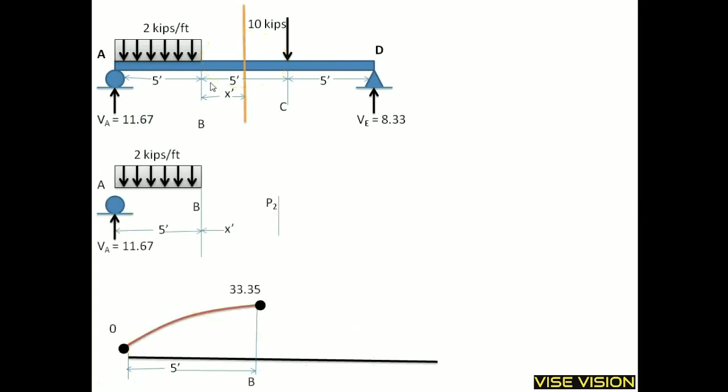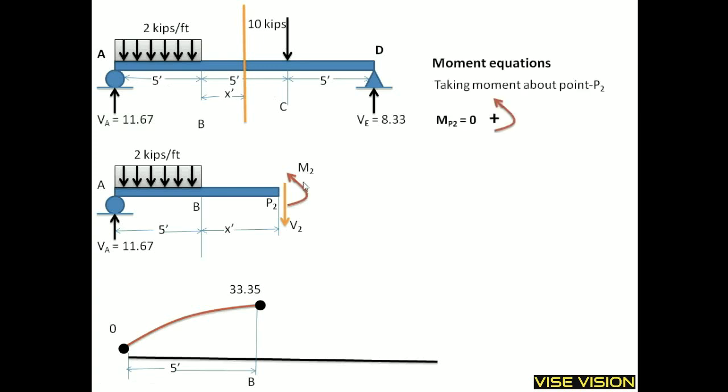Now I will write the equation for the bending moment for this region. I will cut it from here, and this is my bending moment acting over here, taken as counterclockwise, always for the first position, taking moment about point P2. This is my point P2 and a counterclockwise moment is taken as positive. M2 is acting counterclockwise, taken as positive.